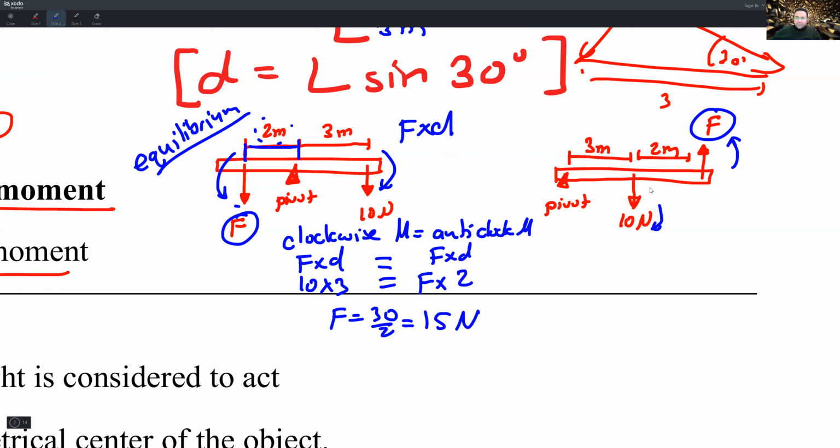Okay. So again, we'll follow the rule. Clockwise moment equals anti-clockwise moment. The clockwise one is 10 times 3. I think you're professionals at this by now. Equals F, because I don't know it, times. And now I ask you the question: what distance do I need here to calculate the anti-clockwise moment of F?